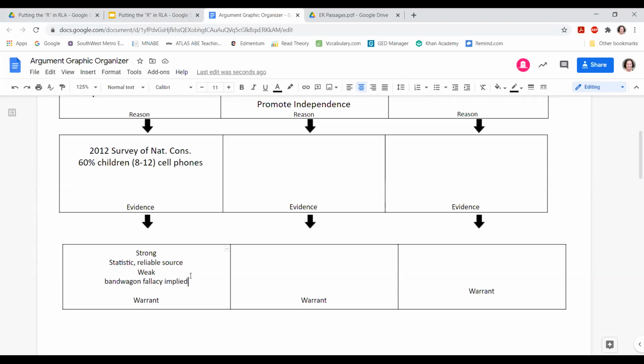What I'd like you to do now is I'm going to give you a couple more minutes, and I'd like you to turn back to your article and see if you can identify some evidence and a warrant for that reason of promoting independence. I'll give you 2 or 3 minutes to work on that. Again, please feel free to chat your response if you wish.